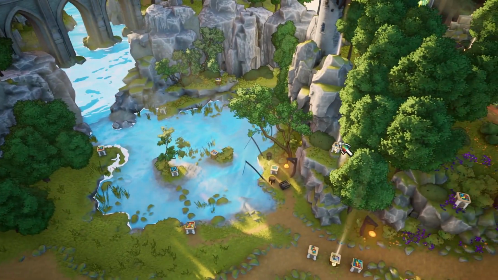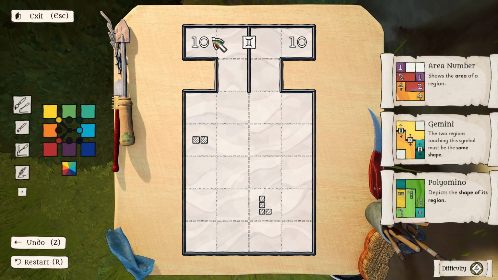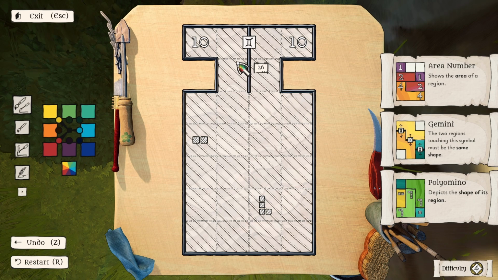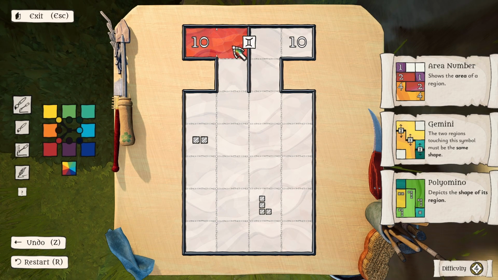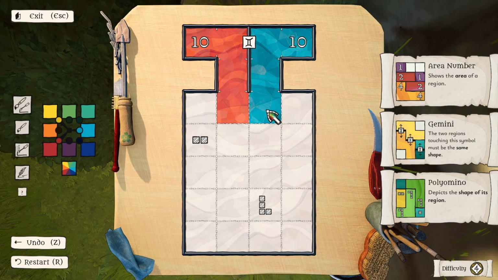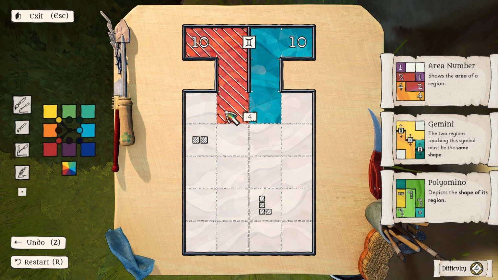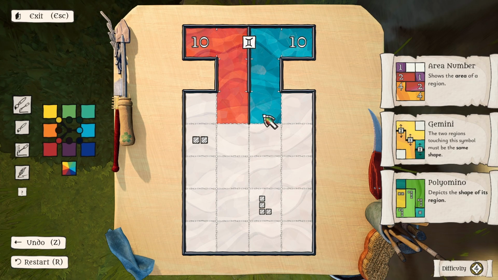Now, let's see where we are. We can go up here on these rocks. The same shape on both sides. They are 10s. 26 blocks in the entire board. Well, we can do that and that. And we know that these have to expand out to be 10.